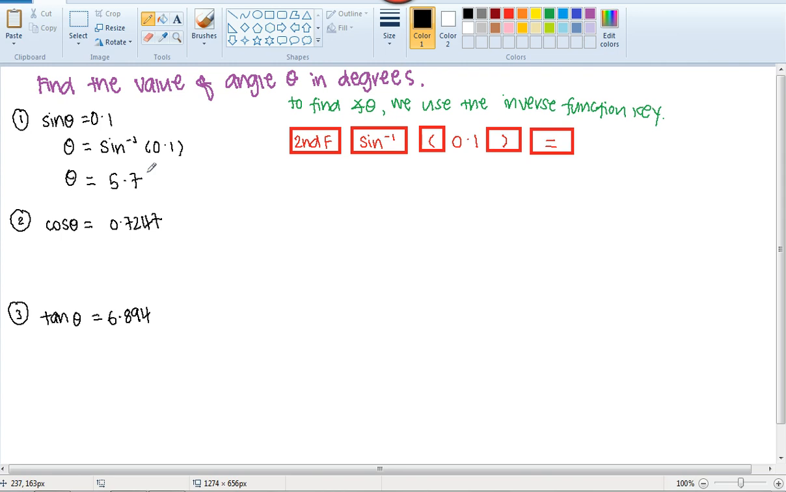Now remember, when you're finding the value of an angle, if the value of the angle is not exact, always leave your answer corrected to 1 decimal place and don't forget your units. So this is corrected to 1 decimal place where theta is 5.7 degrees. Okay, so pause this video. I'll leave the remaining examples 2 and 3 for you to try out on your calculator. And I'll show the buttons on the calculators in a while for you to check your answer.